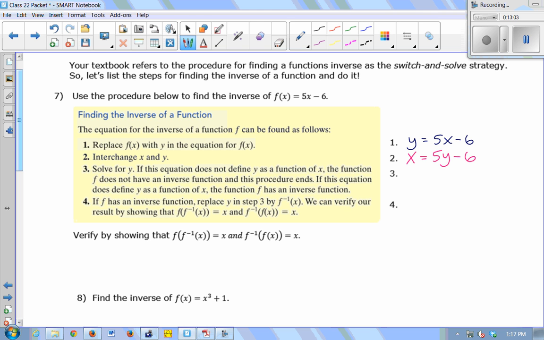After I finish this, I'll show you one. Okay. So if I wanted to solve this for y, I would add 6 to both sides and then divide both sides by 5. So my next step 3 here would be y equals x plus 6 over 5. And then step 4 is to just replace the y in step 3 with an f inverse of x. And I now have a formula for the function that is the inverse of f.